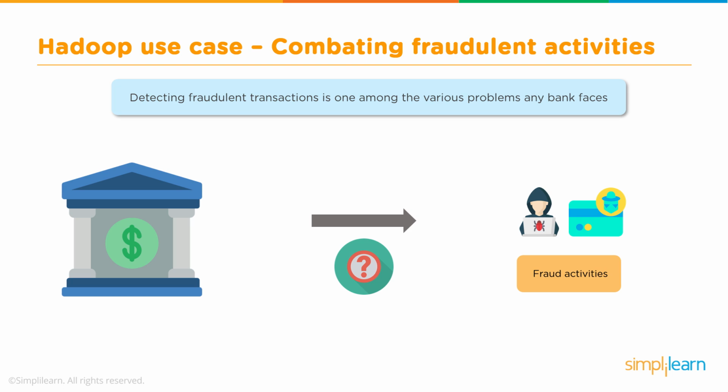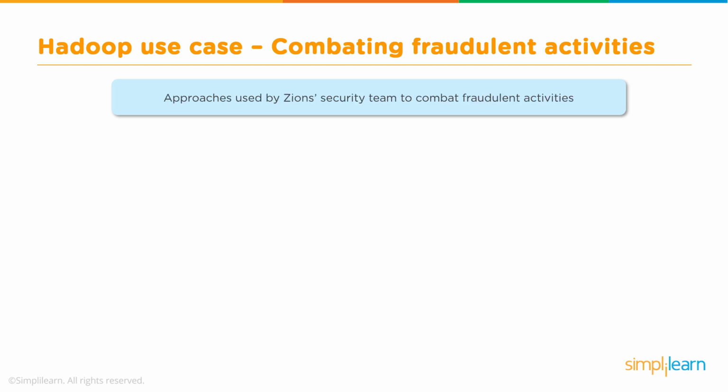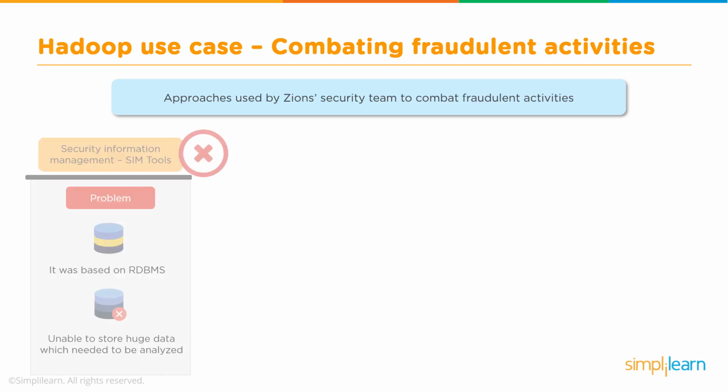And they start by detecting fraudulent transactions as one among many of the various problems any bank faces. And this is also true of almost any online business, but big for banks. You have your money that's being stored there, and you have a lot of fraud activities that come in from all kinds of different directions where people are trying to rip the bank off. In this case, the Zions Bank Corporation, their main challenge was to combat the fraudulent activities which were taking place. Approaches used by Zions security team to combat fraudulent activities.